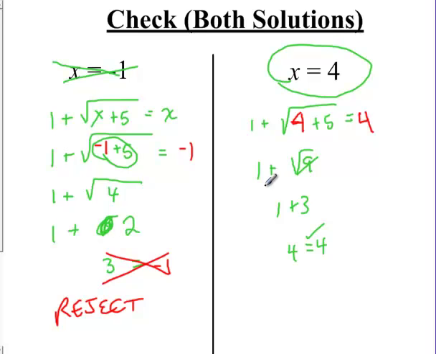Once again, we thought we had 2, but we had to reject 1 out of the 2 answers. Make sure you check because this could happen on a quiz or test. If you don't check, why should you lose the points? Just remember the check. Look how easy it was. All right.